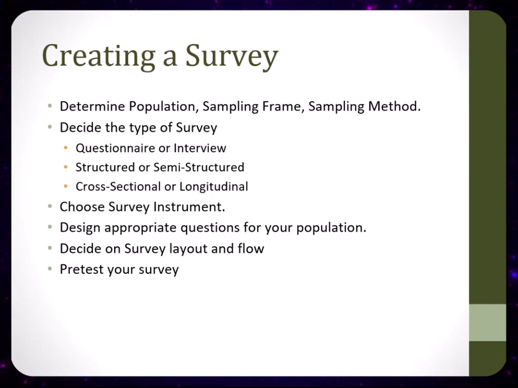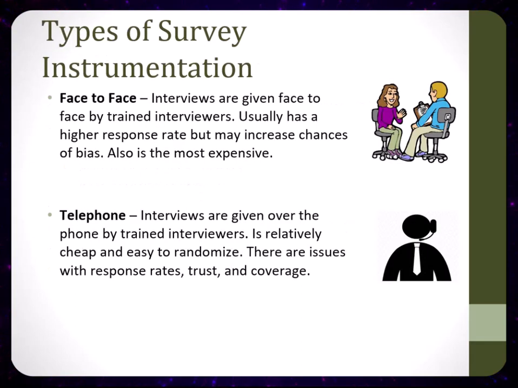Are we going to do cross-sectional, get information from our sample at one point in time, or are we going to try to do some sort of longitudinal study where we go back to our target population or sample multiple times? Then we need to choose a survey instrument, such as in-person interviews, over-the-phone interviews, a computer questionnaire, or a mail-in questionnaire, or some combination of those instruments. And we need to design appropriate questions for our population, decide on the survey layout and flow, and as always, pre-test our survey.